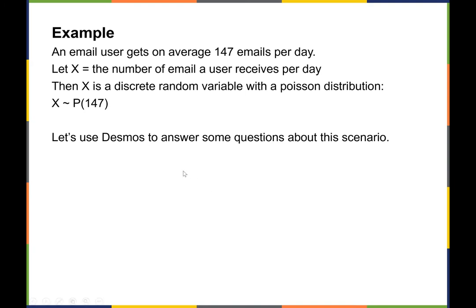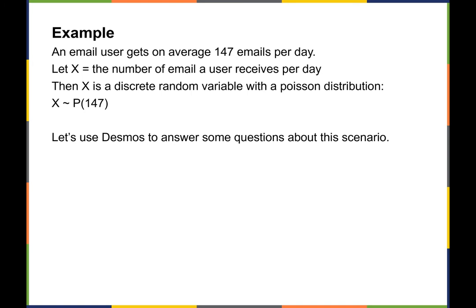So let's do an example. An email user gets on average 147 emails every day. So that's my mu value. It's an average value, and my time period is a day. Let X be the number of emails a user receives per day. We know X is going to be a discrete random variable with a Poisson distribution. So we write X is distributed Poisson with my mean value in there, 147. We're going to use Desmos to help answer questions about specific probabilities. So let's go ahead and go to Desmos.